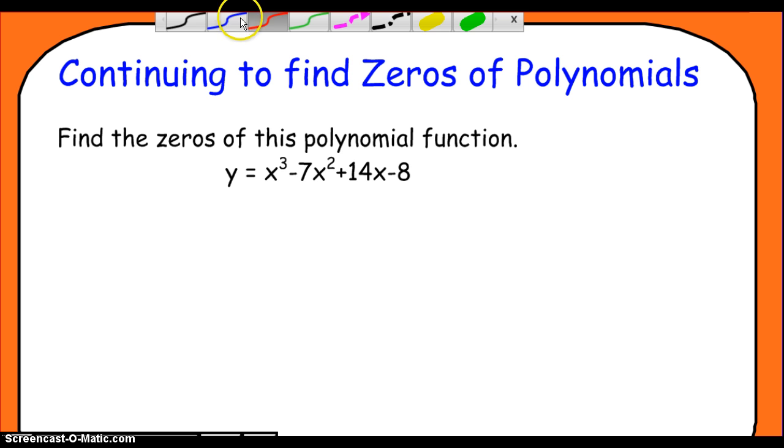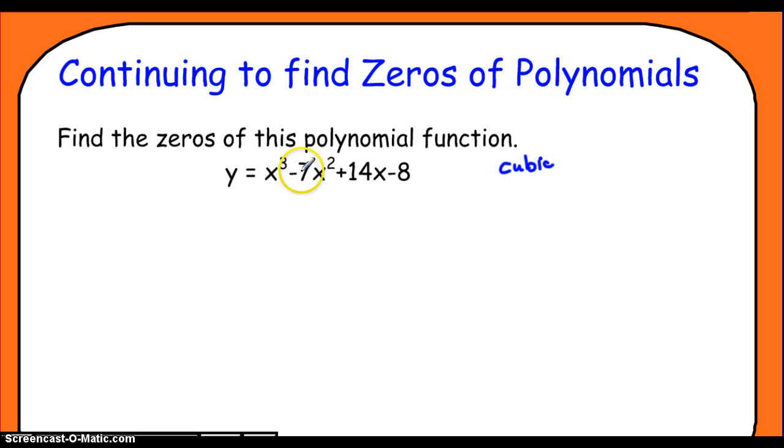So just a quick review. In front of us we have a polynomial. It's a power of 3, so we would call this cubic. And we would call it a cubic polynomial of 4 terms: 1, 2, 3, 4. Okay, so just a review of that.